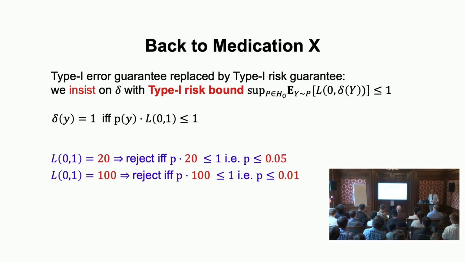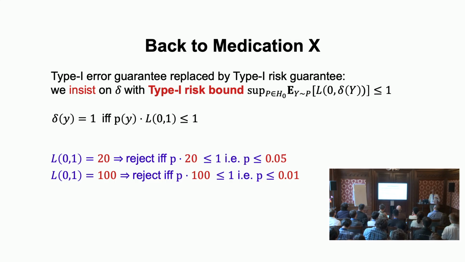But now let's assume that this loss becomes data dependent, because that's what happened in this COVID example and in this medication X example. You look at the data, and if the data is super convincing, you may want to build a more expensive factory, so then the type 1 loss becomes larger because the data was more convincing.